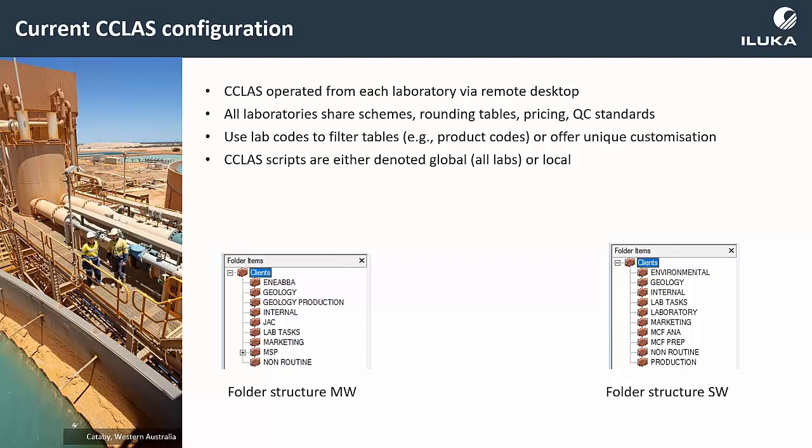We use lab codes to filter and provide a custom experience for each of the labs, so our own product codes and our own file structures within things like data entry and jobs. So it feels like we're running our own CCLAS system, but we share quite a fair bit. And then we have our scripts that run behind. Again, some are common, so we denote them as global scripts, and others are local. You can see an example of our folder structures of our Midwest and Southwest labs.